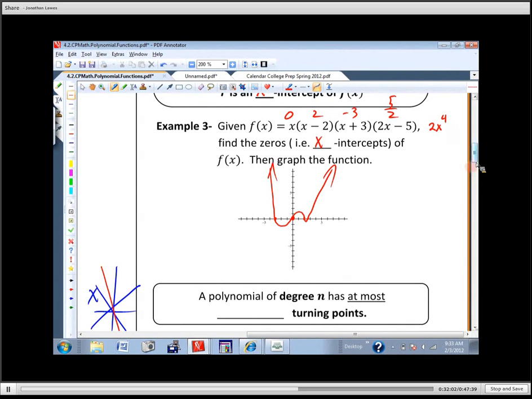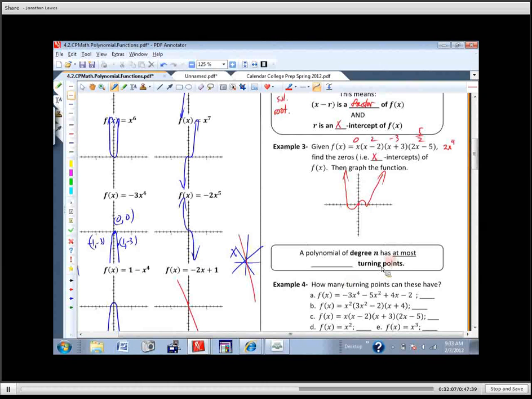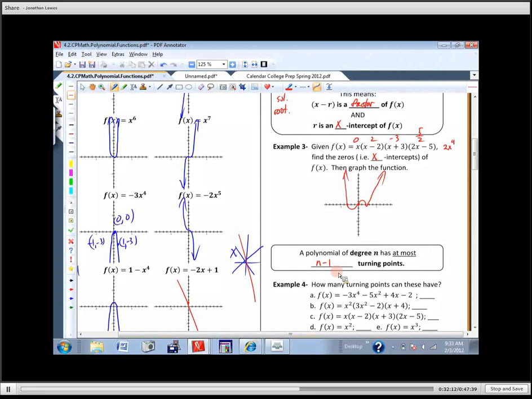All right. Let's take a look at this next part. A polynomial of degree n has at most n minus 1 turning points. So these are the wiggles that I was talking about here. So let's put a number to this. What degree is this polynomial? That's 4. This says whatever the degree is, you take the degree and you subtract 1. That's how many turning points it can have. So how many turning points can this one have? 3. Up to 3 turning points.